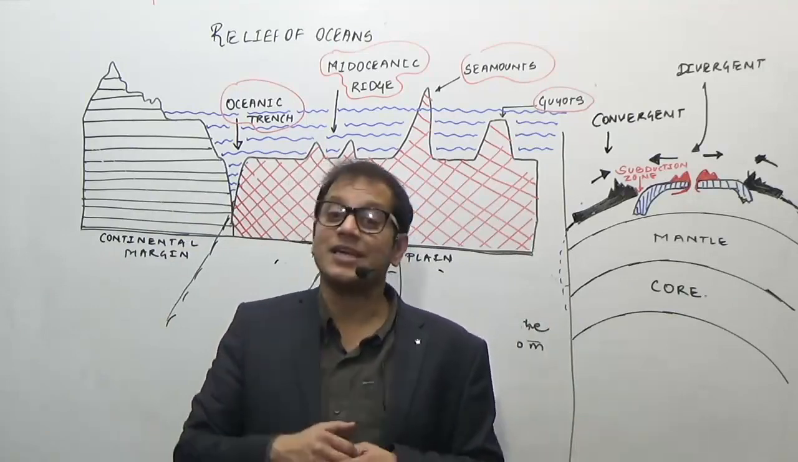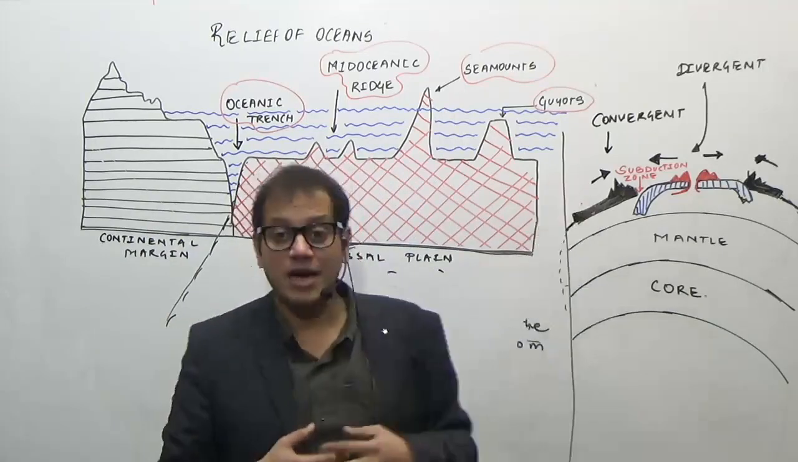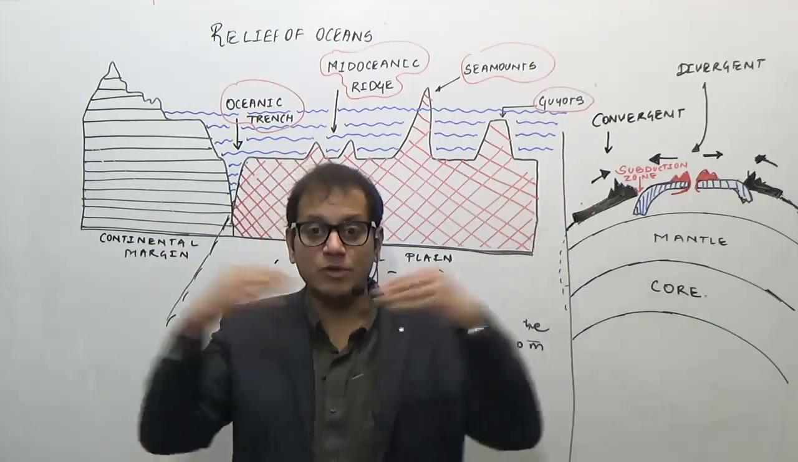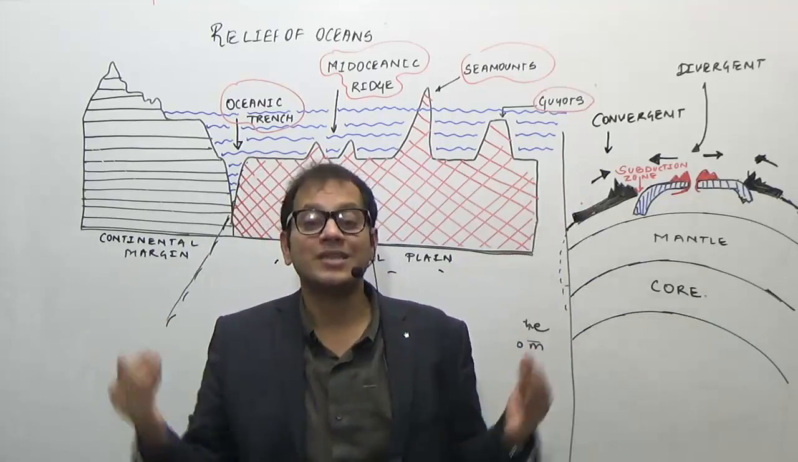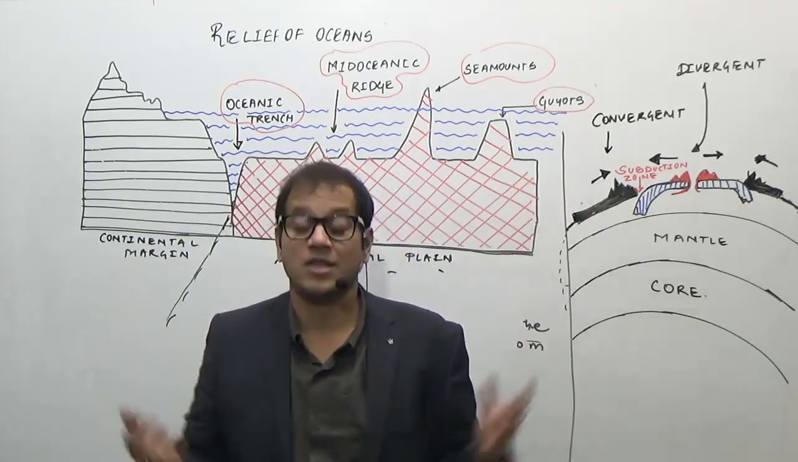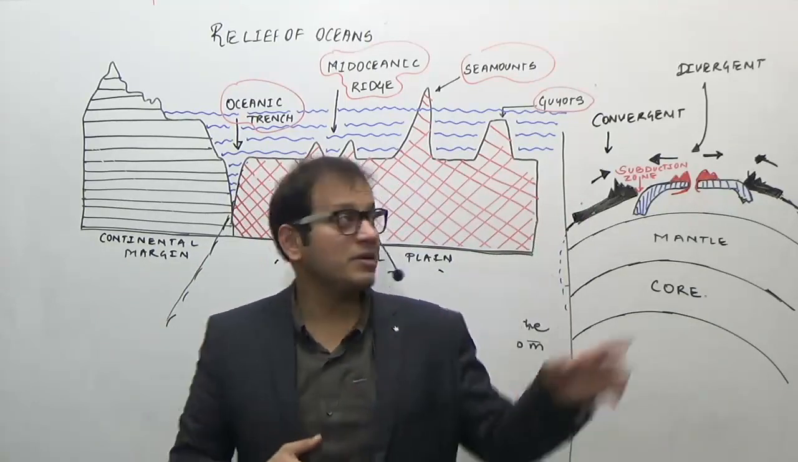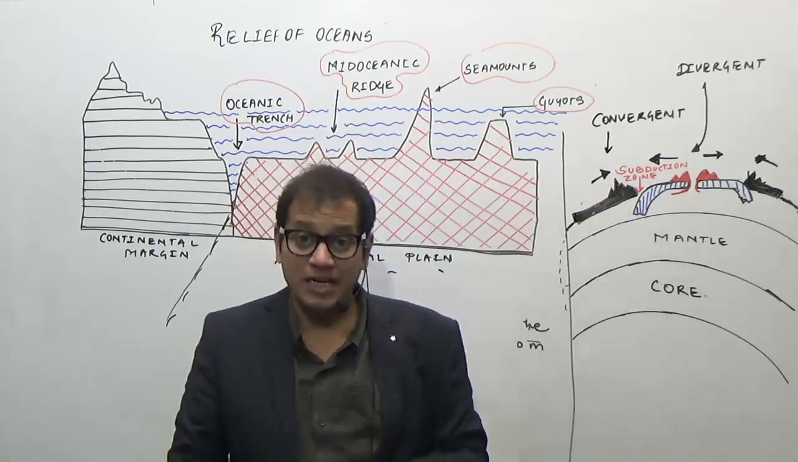That means they represent a boundary. Which kind of a boundary? Convergent or divergent? When will it go below? When they come near each other. So that represents a convergent boundary on the surface of the earth. What happens on the convergent boundary? On the convergent boundary, there are high volcanic mountains.